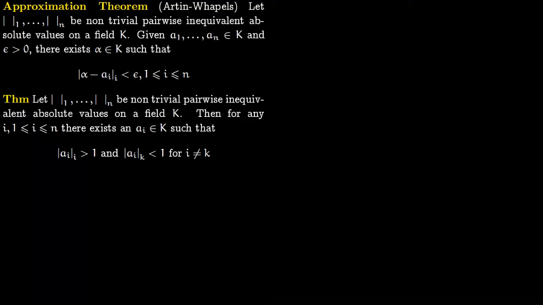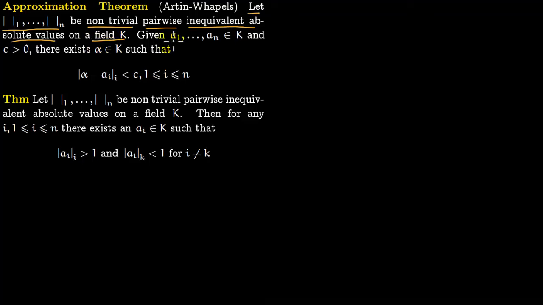Now we talk about the weak approximation theorem. Let these be a bunch of non-trivial and pairwise inequivalent absolute values. So you have n absolute values and none of them are equivalent to each other. So they are pairwise inequivalent on some field k.